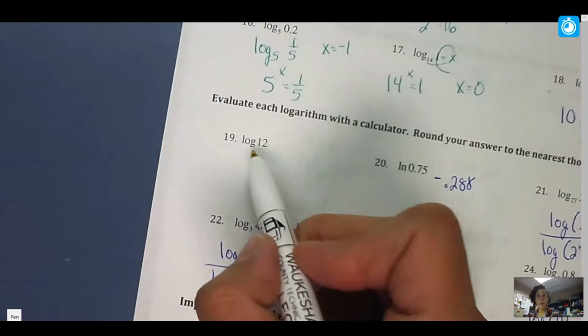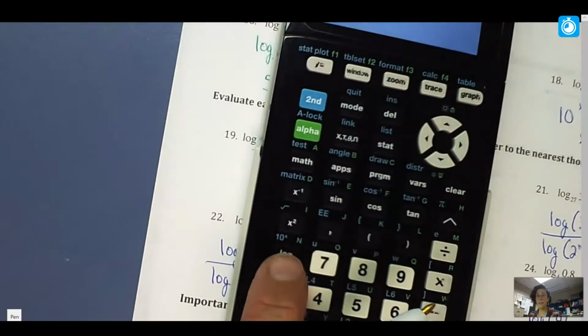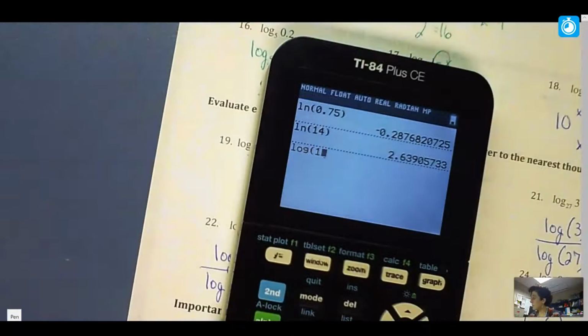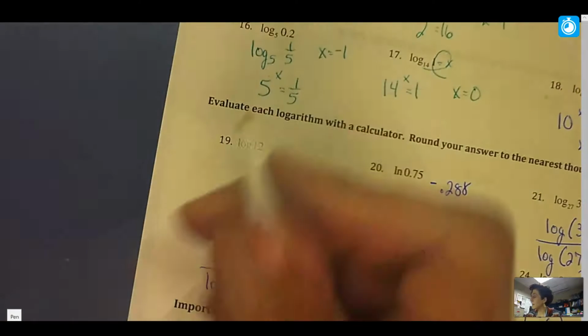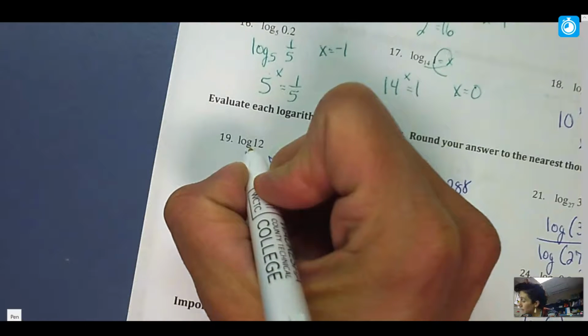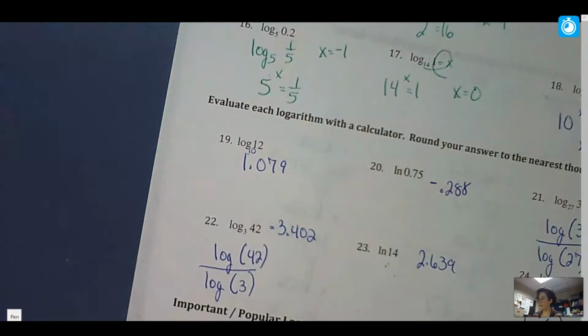Now, if it's just a regular log, then you can actually use this log button here, okay? Put in the 12 on any calculator, and we'll have 1.079. Remember, if you don't see a little number there, there is an understood 10.